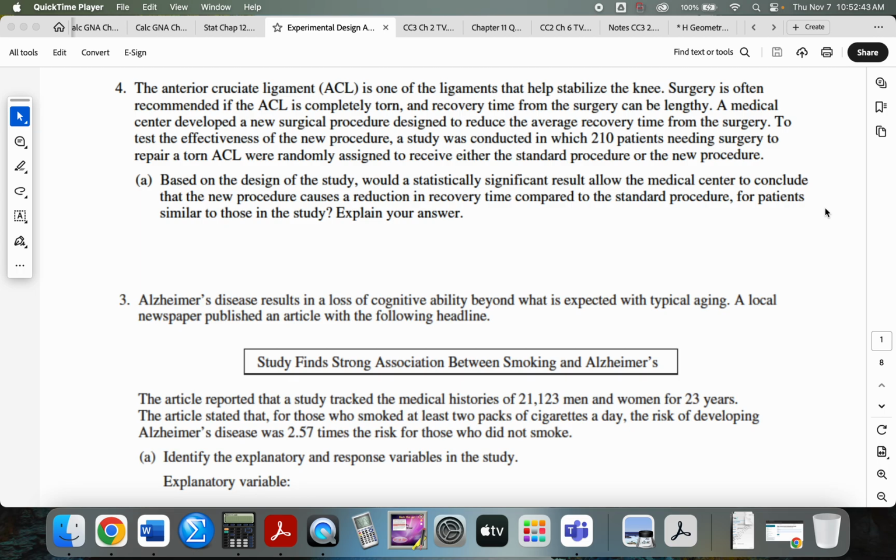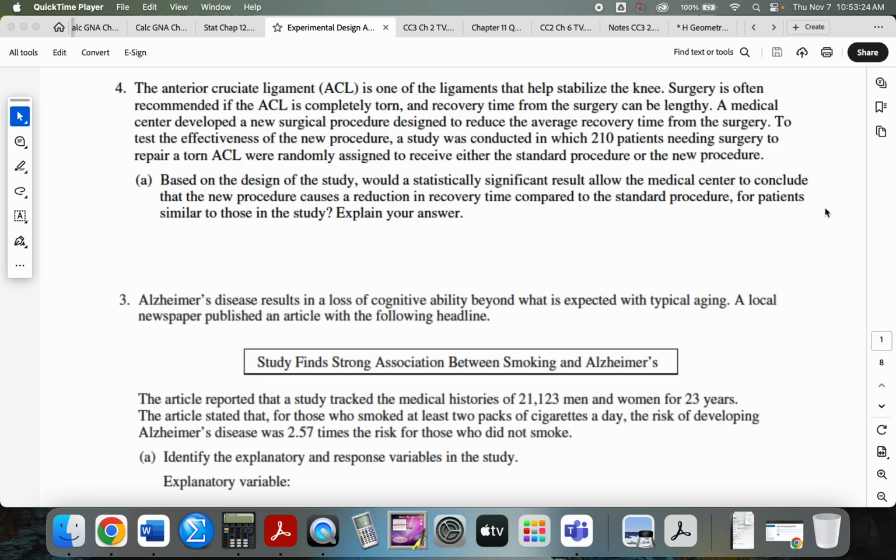A medical center developed a new surgical procedure designed to reduce the average recovery time from the surgery. To test the effectiveness of the new procedure, a study was conducted in which 210 patients needing surgery to repair a torn ACL were randomly assigned to receive either the standard procedure or the new procedure. Based on the design of the study, would a statistically significant result allow the medical center to conclude that the new procedure causes a reduction in recovery time compared to the standard procedure for patients similar to those in the study? Explain your answer.